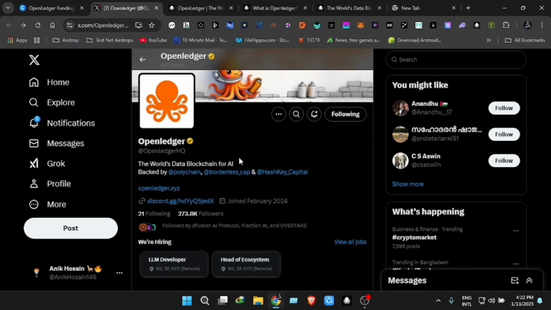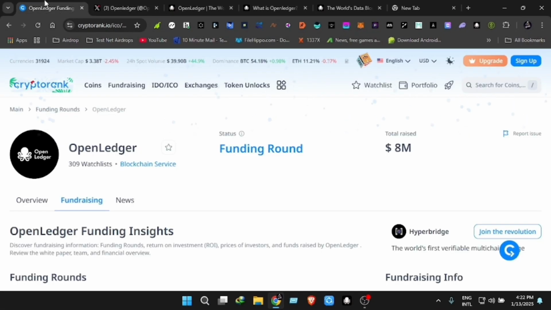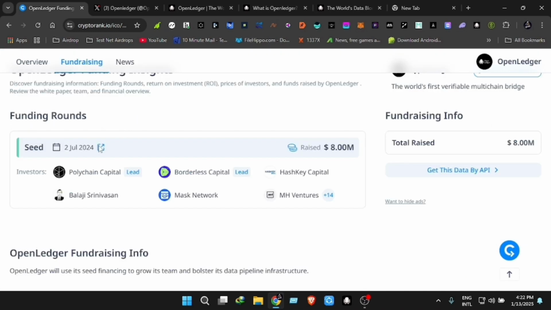If we visit their Twitter account, they also mention that the project is backed by Polygon, Husky Capital, and others. The project is in its very early phase, so you must join this project. Now let's take a look at their funding. They have raised a total of $8 million in funding with lead investors including Polygon, Husky Capital, and Borderless, and there are also other investors in here.